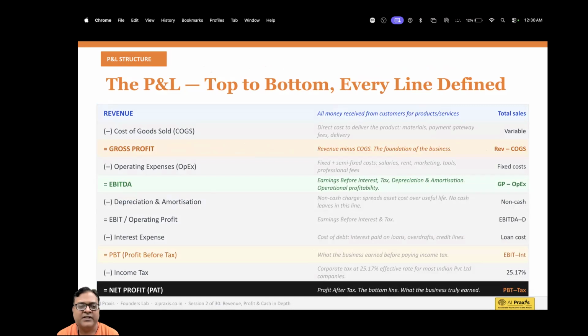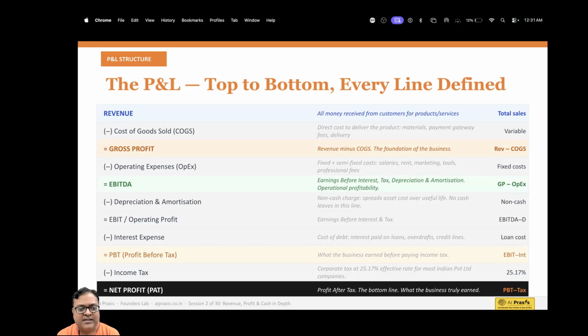So on the top in the Excel sheet, right, you will have revenue. All money received from customers for products or services, total sales, nothing else. You sell 100 t-shirts for 400 rupees, 100 multiplied by 400. Okay, 40,000 rupees. That's it.